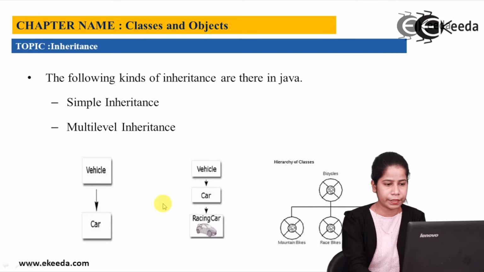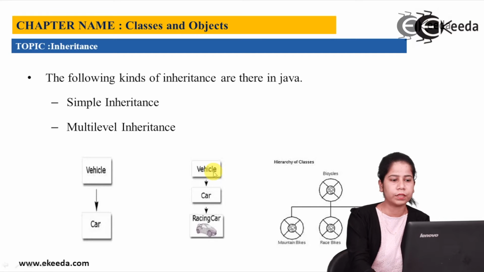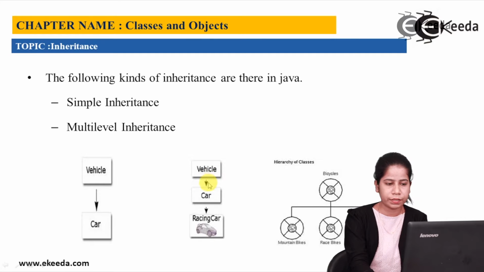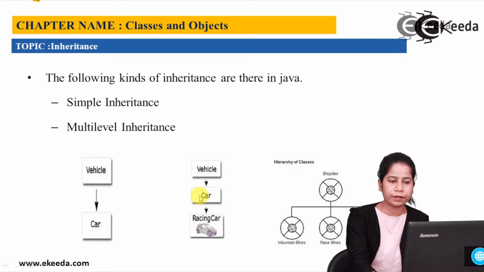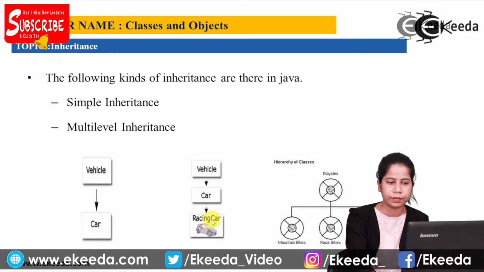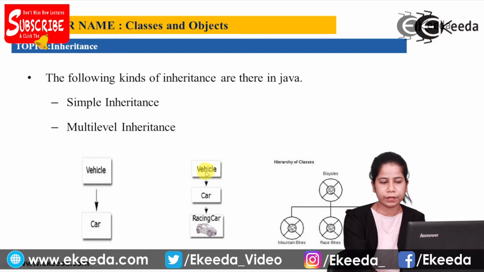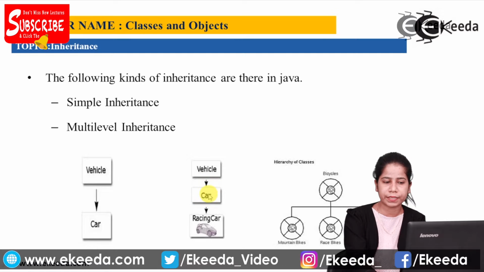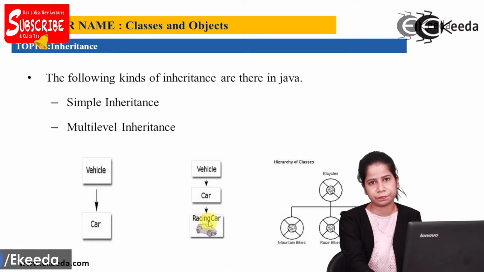So here I'm having an example, vehicle. Vehicle is the supermost class over here, and the features of vehicle are taken here by car. Car's features are taken over here by racing car. So these are the levels. In this type of inheritance, all the features of vehicle have come in car, and all the features of car plus vehicle have come in racing car.